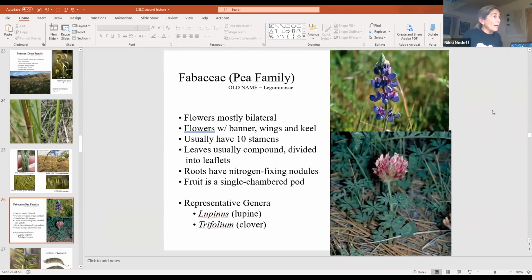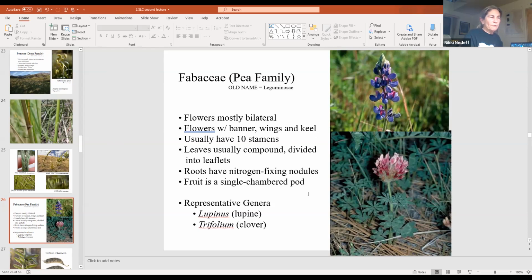All right, now the fabulous peas, the Fabaceae. Now look at the old name, Leguminosae. Here's legume, right there, legume. Most members of this family have these really kind of bizarre asymmetrical flowers. They have very typical flower parts. They all have 10 stamens, which are the male reproductive parts of a flower. Their leaves are usually compound, meaning there's not just one leaf, but many leaflets in a grouping.